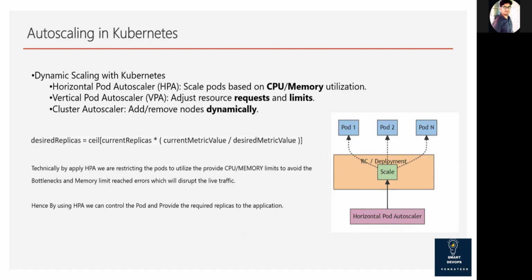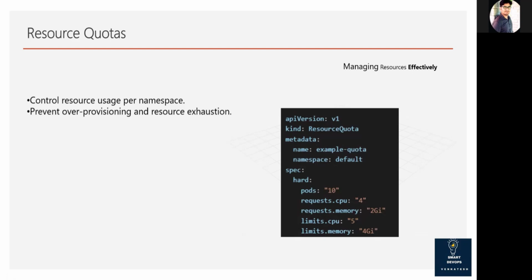Going to the next topic, resource quota is where you apply a quota, a certain amount of limits. These values are decided based upon the traffic you have for the respective application. Say I have a pod count of 10 and a request CPU limit of 4. These values are discussed and decided, and you created an example quota. The name of your resource quota is example-quota.